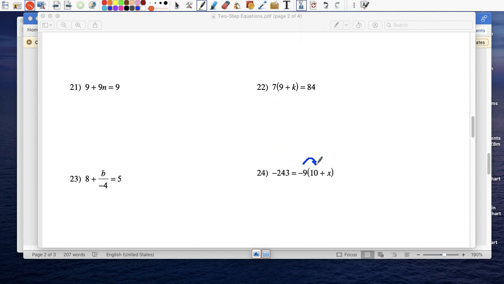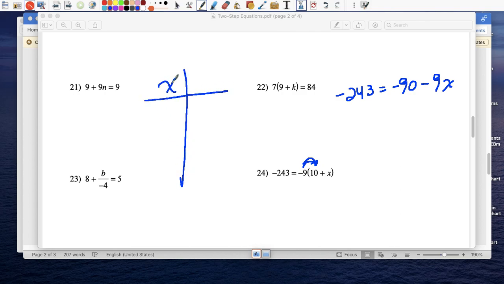Again, distributive property here, so let's do it. So we get negative 243 equals negative 90 minus 9x, right? Because the negative and the positive is a negative, and then negative and then positive again is a negative. Here's my variable, it's called x. Somehow somebody multiplied it by negative 9, and then we subtracted 90. First inverse operation is going to be to add 90 to both sides and then divide both sides by negative 9. So let's follow those steps.